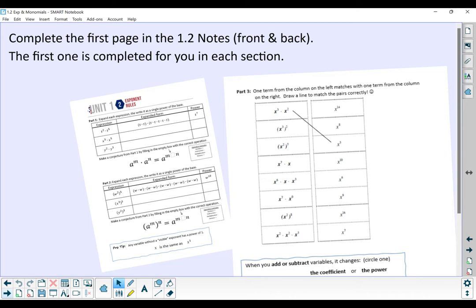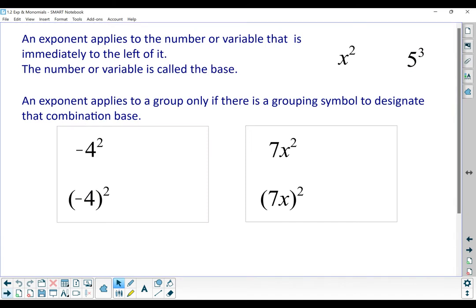So in class, we worked through an exploration, but for the video we are just going to skip that. An exponent applies to the number or variable that is immediately to the left of it. This number or variable is called the base, and exponents are just showing repeat multiplication. So x squared really just means x multiplied by x, and 5 to the third really just means 5 times 5 times 5.